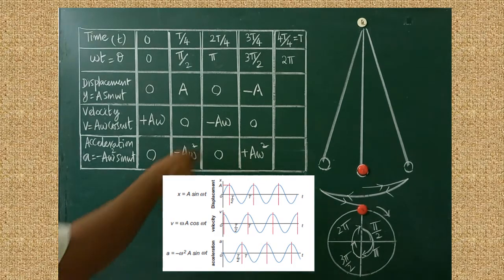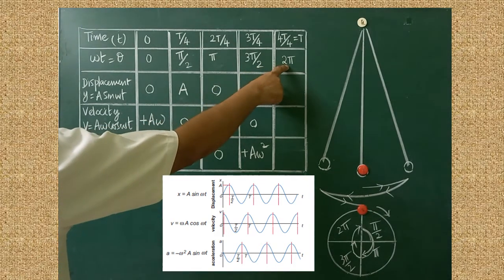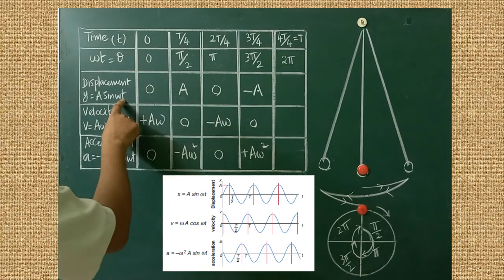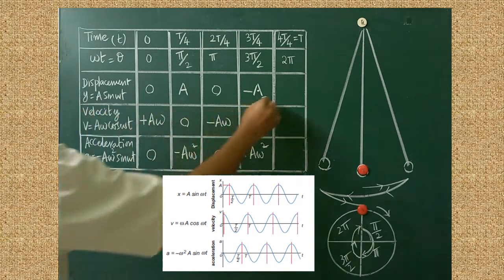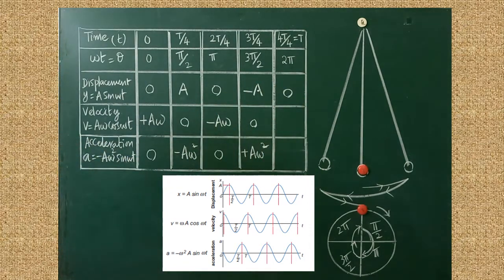Now when it comes to the mean position after the completion of one oscillation, what do we have to do? Substitute here. 2 pi is the angular displacement. Substitute this 2 pi here. Sine 2 pi value is 0. Therefore acceleration becomes 0.